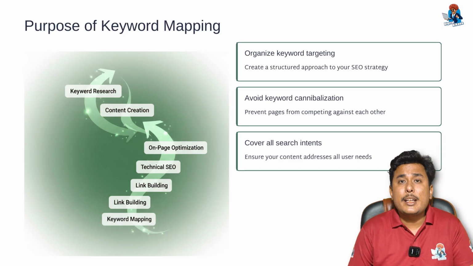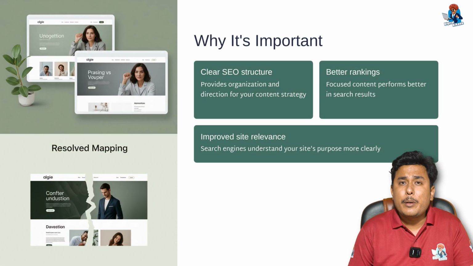The main goal is to organize keyword targeting, prevent cannibalization, and ensure your content covers all relevant search intents. Without keyword mapping, multiple pages may compete for the same keyword, hurting your SEO. Mapping ensures clarity in your SEO strategy.